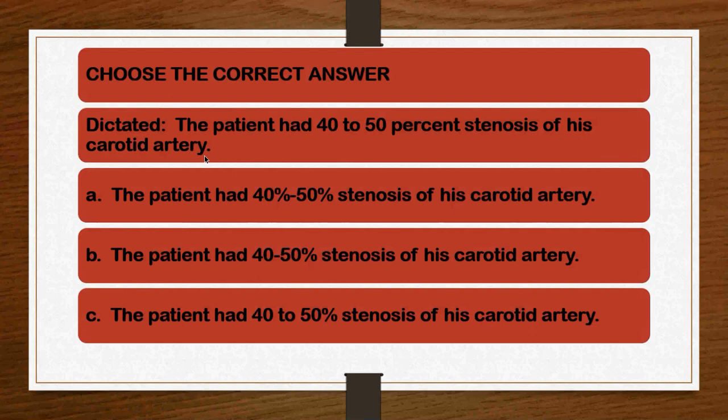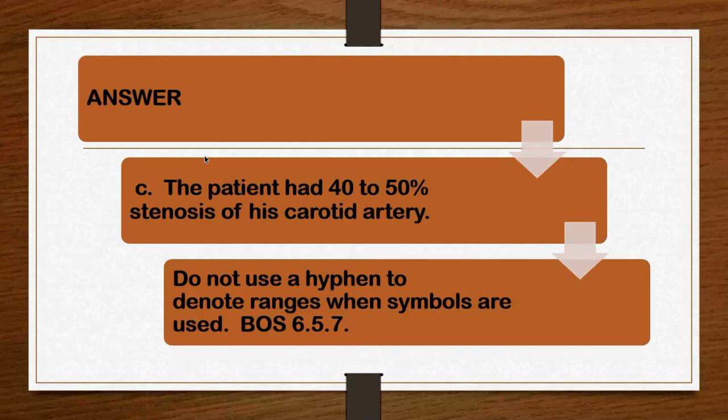Two more. The patient had 40 to 50% stenosis of the carotid artery. Which is correct? Okay, we're running out of time, and the answer is C, actually, you guys, because, again, read over Book of Style 6.5.7. It gives you a list of when you can use a hyphen and when you can't, and if symbols are involved, you cannot use the hyphen.